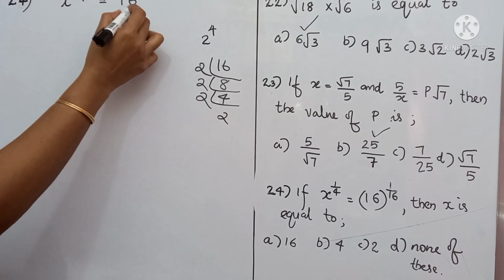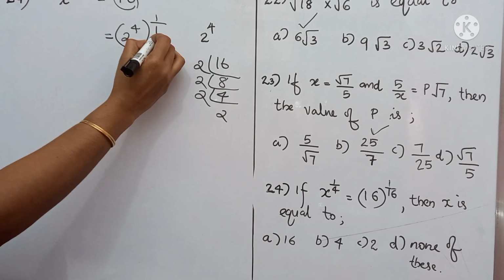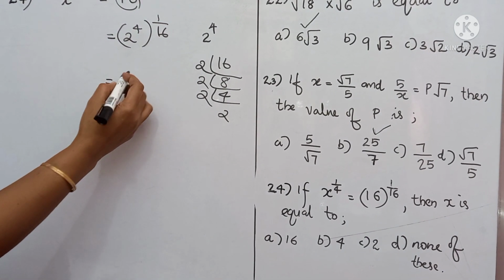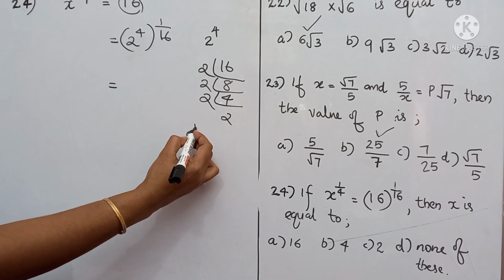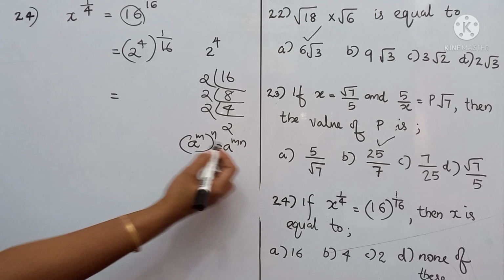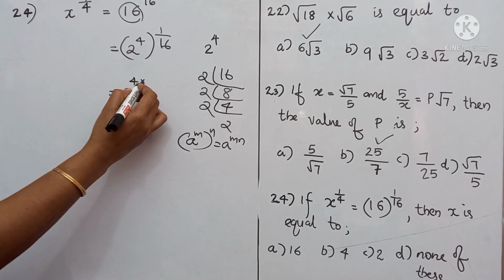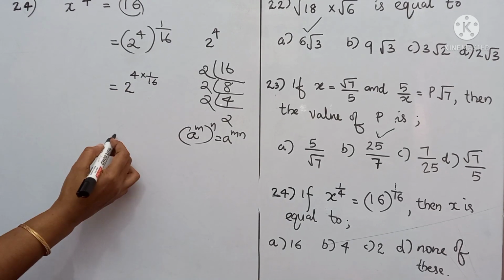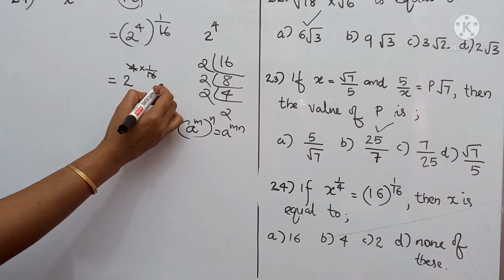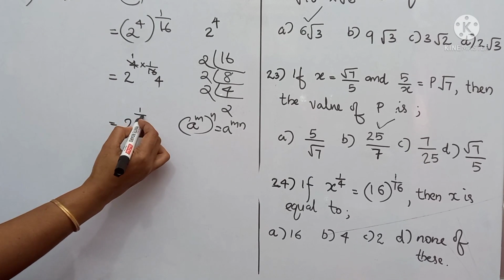Instead of 16, we are writing 2 raised to 4, the whole raised to 1 by 16. Here it is of the form a raised to m, the whole raised to n, which is equal to a raised to m into n. So we are applying this law here: 2 raised to 4 into 1 by 16. Now we can cancel this 4 and 16. Here we are getting 4 and here 1. That is 2 raised to 1 by 4.